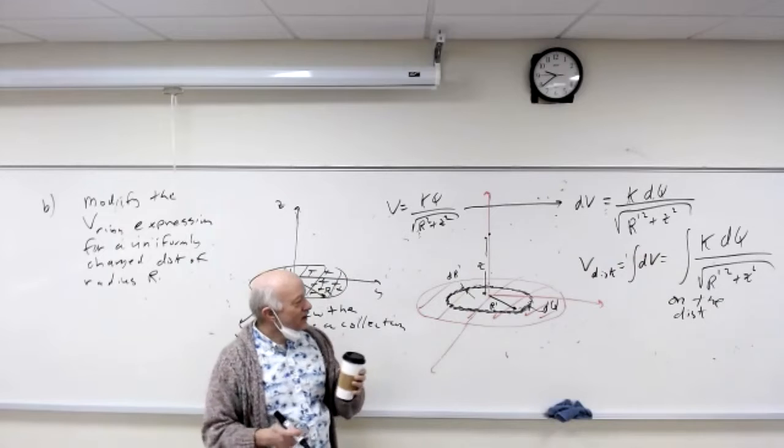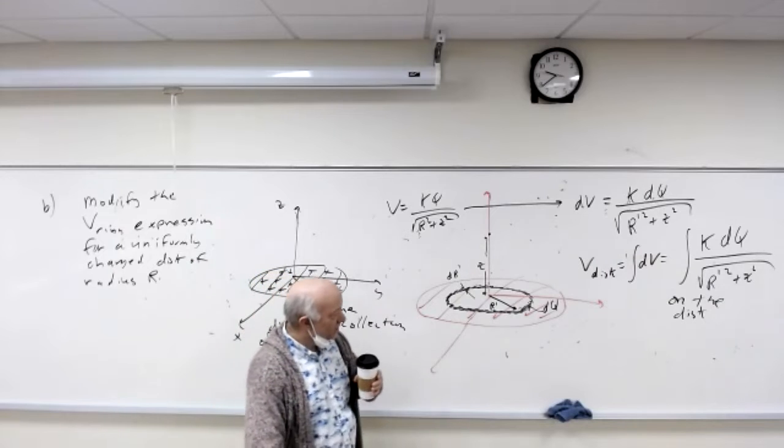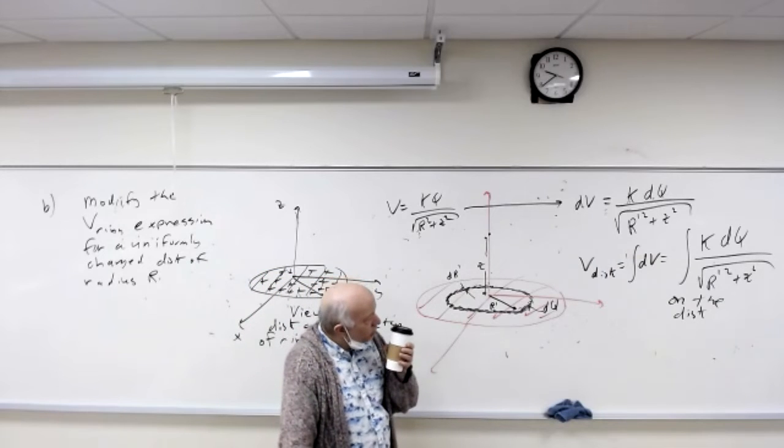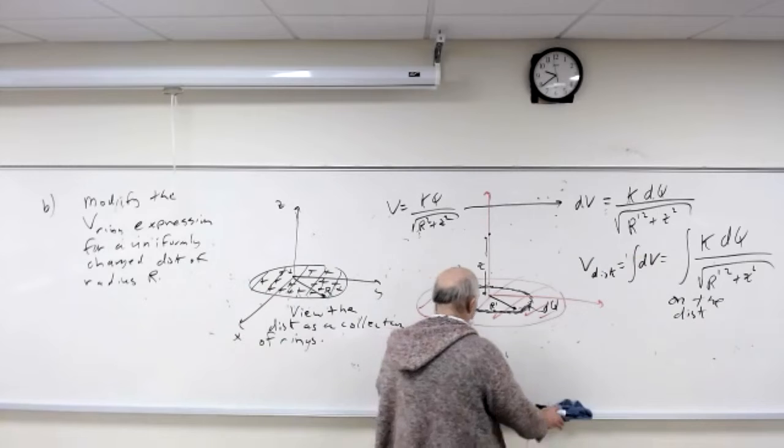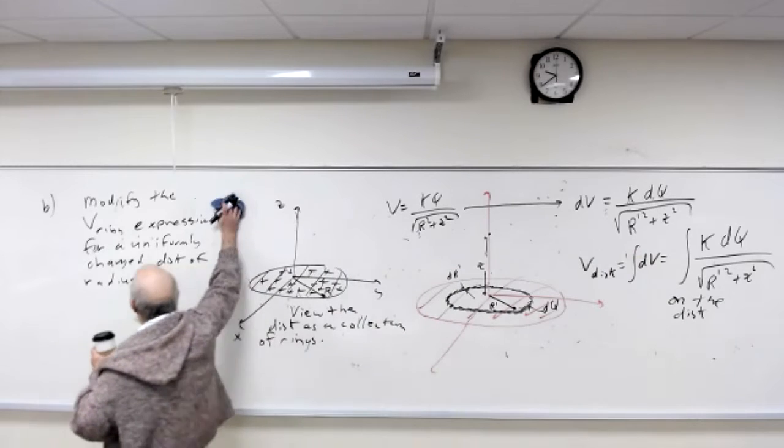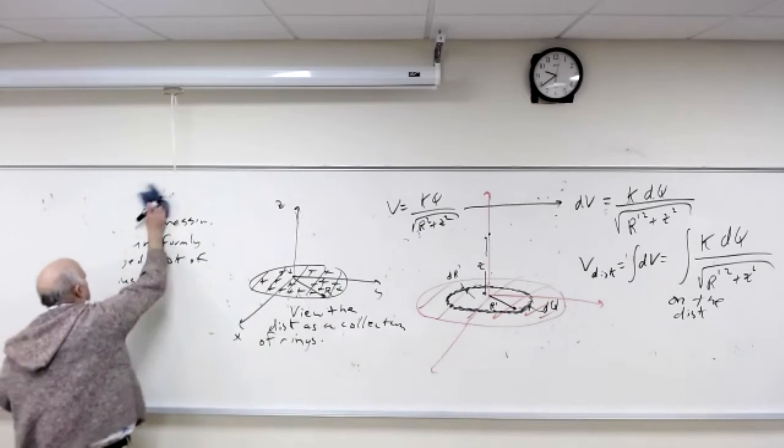Okay, let's keep going. What's the technical problem here? We have two variables. We're integrating on dq, but the r prime is changing. So what do we do? What's our trick for this? Right, sigma. We introduce sigma, because sigma is lambda, sigma, rho: charge per unit area.